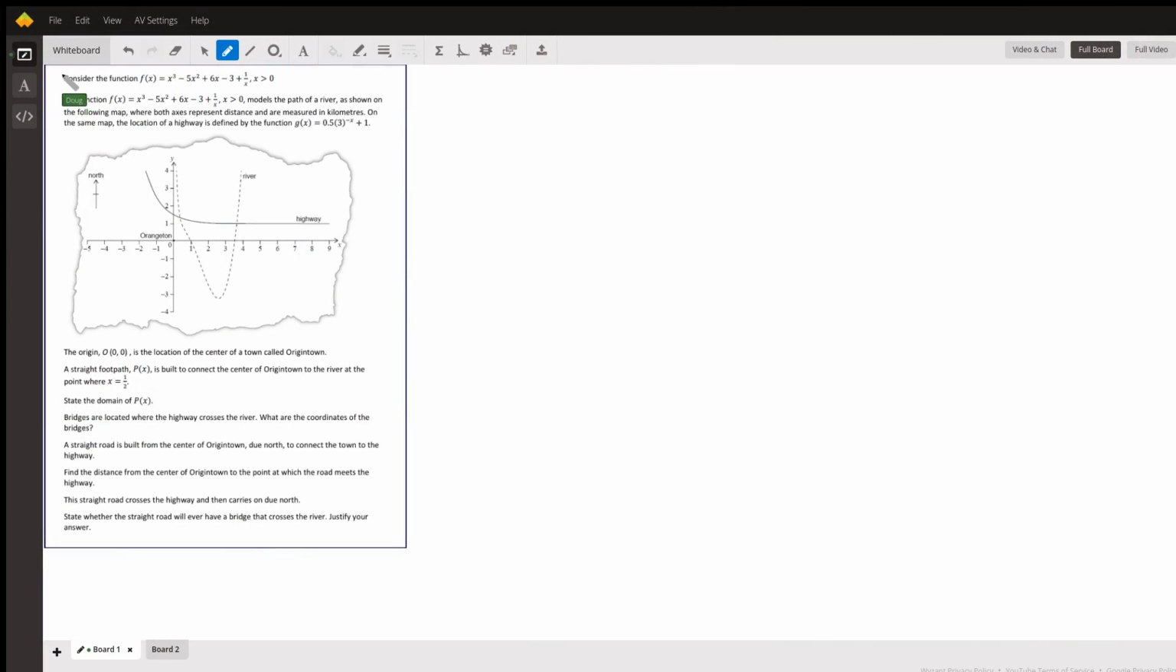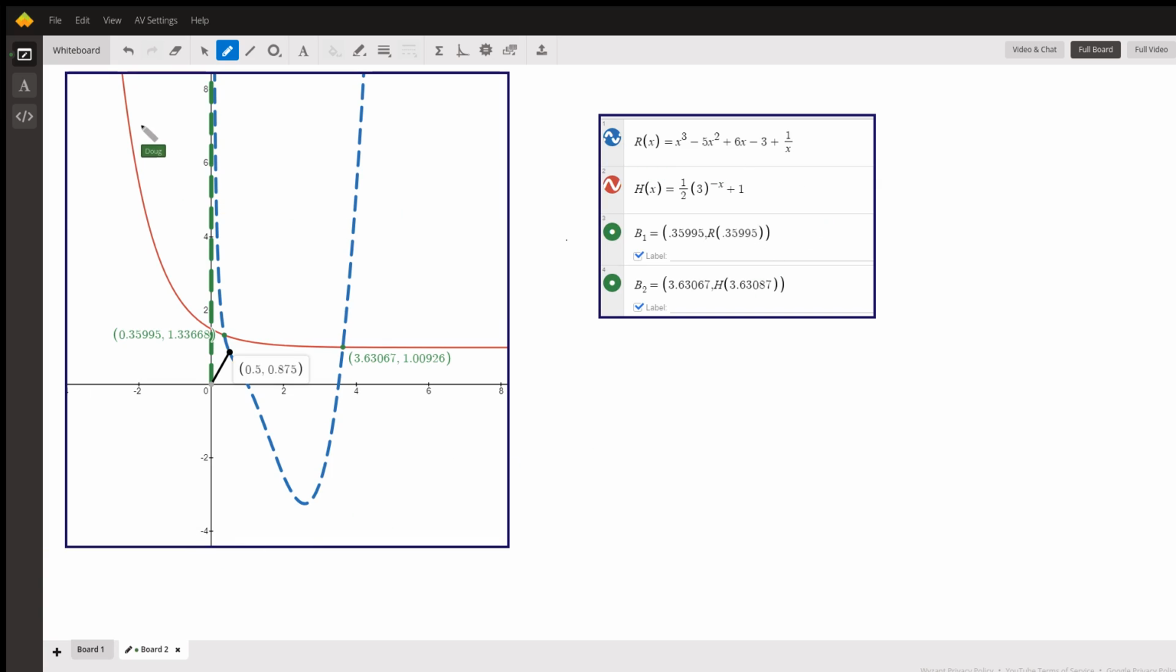Problem as posted on Wyzant. Probably too hard to see this, so let's go to board 2 and look at a Desmos graph that graphs these functions. R of x is the river, the blue dashed graph. There's the function right there. Polynomial function except for this last term here.